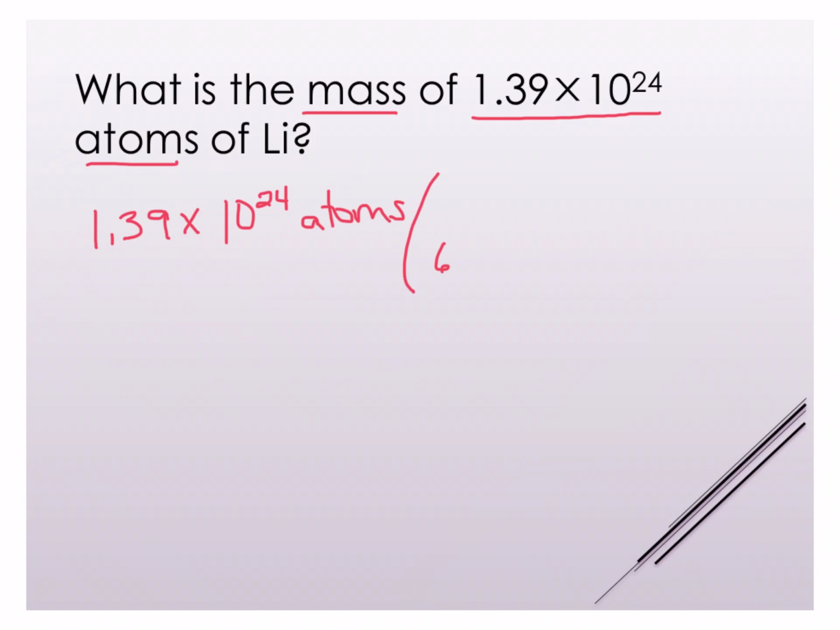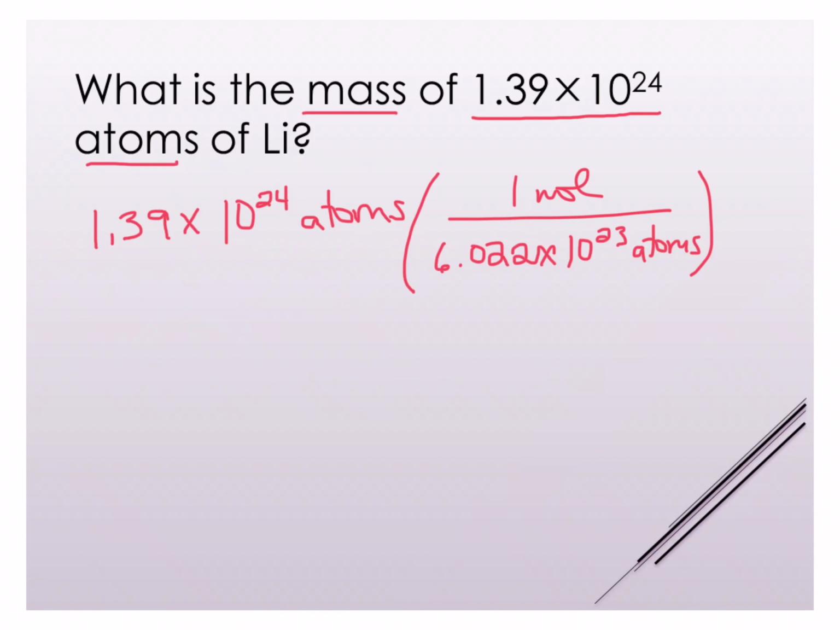So here we have 6.022 times 10 to the 23rd atoms in 1 mole. Now notice that my atoms is on the bottom here because I need my atoms to cancel with atoms. I'm left with moles on top. Now I can go to the periodic table and figure out what the relationship is between grams and moles for lithium. And my molar mass of lithium is 6.941 grams per mole. So now I see that my moles will cancel with moles.